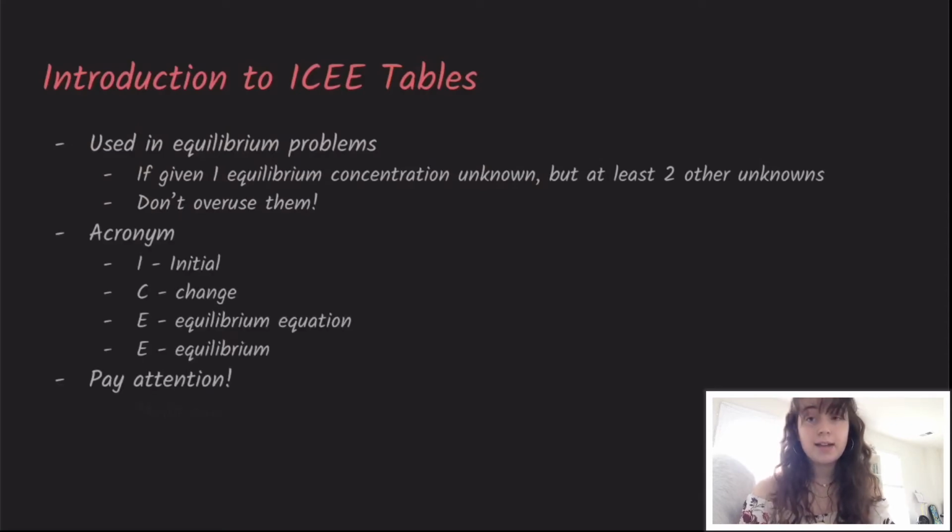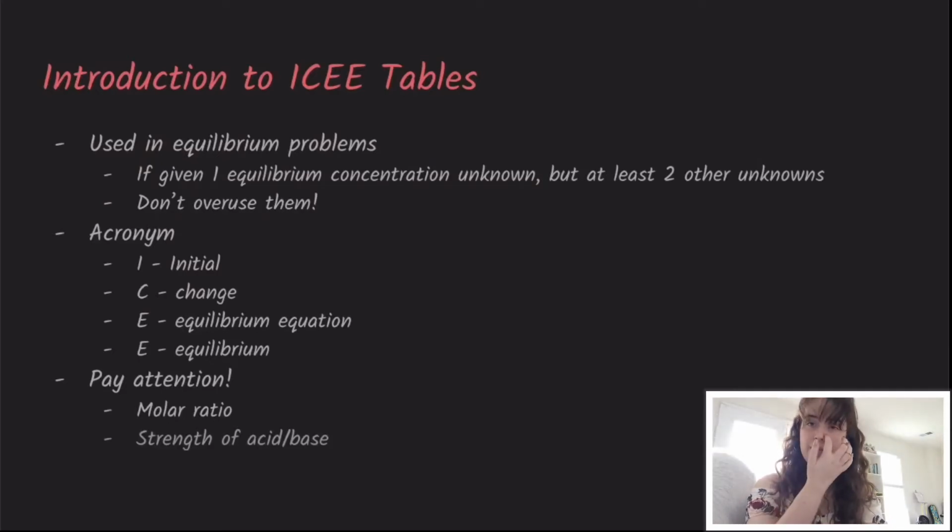And pay attention, things to pay attention to. The molar ratio of things in your equation, reactants and products, is also going to affect your variables. There's going to be X in your ICE table. Just in general, your basic algebra, pay attention to the molar ratios. Also the strengths of acids and bases. This will affect assuming when something goes to completion or if something barely dissolves at all.